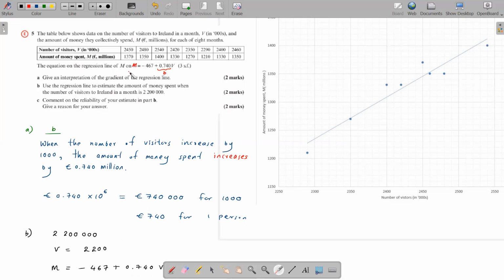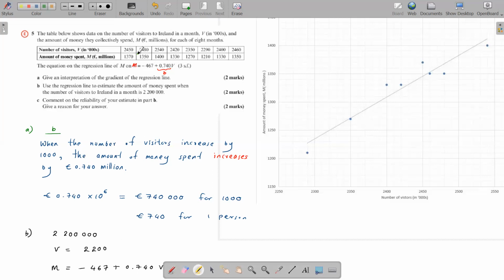Always, I've told you, you should only use your regression line to input the V values. The inputs that you're using here for V should be within the data range. Now you have a smallest V value and a highest V value in your data set, right? So whatever the V value you input here should be within those boundaries. It should not jump out.